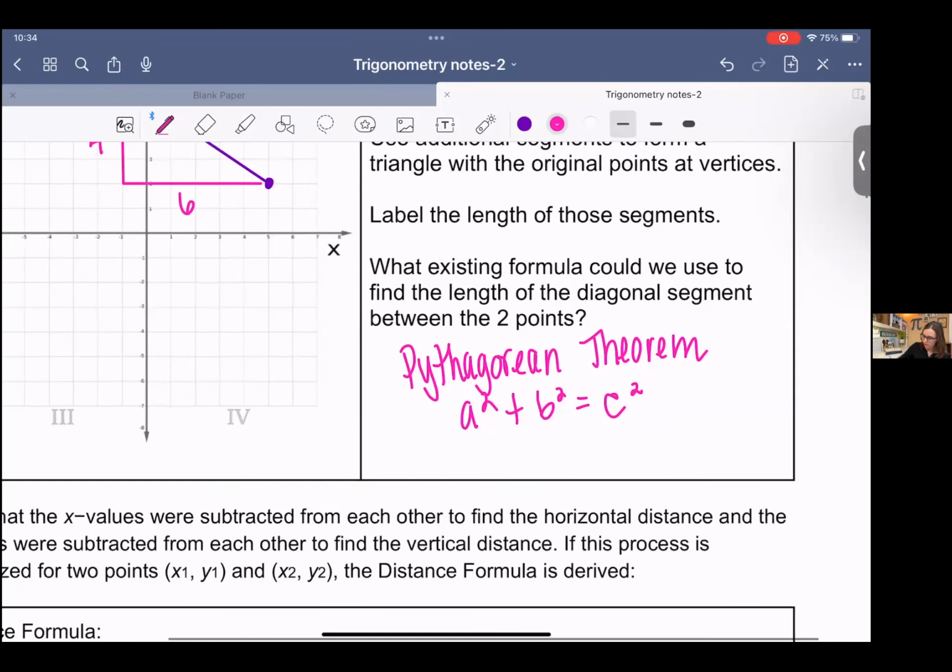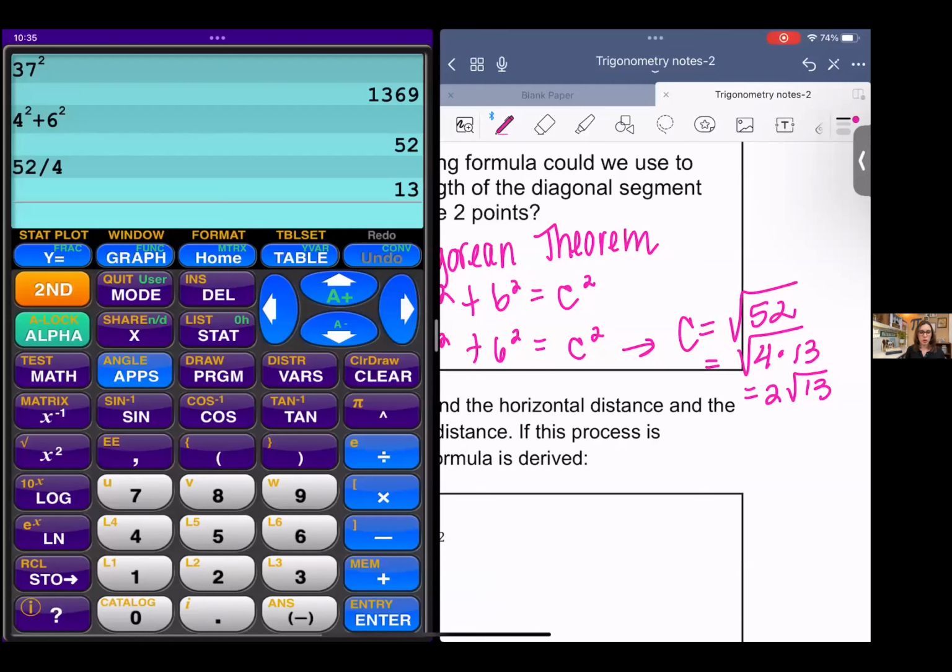So we would have 4 squared plus 6 squared equals C squared. Now pause it, solve for C, and hit resume. So after some basic algebra, you should get C equals square root 52. 52 is divisible by 4, and when you take the square root of 4, that 2 pops out and 13 stays under. So C is 2 square root 13.